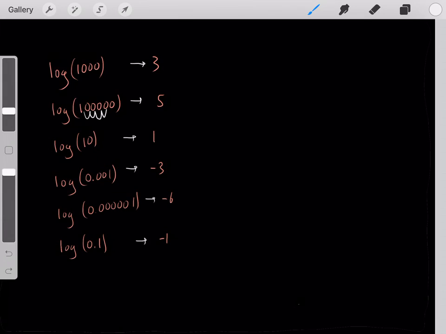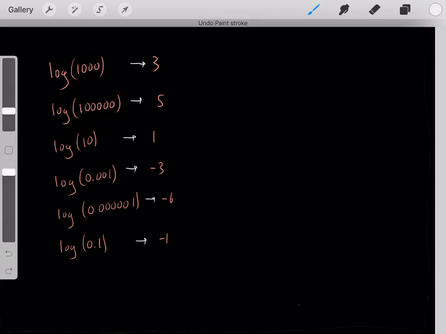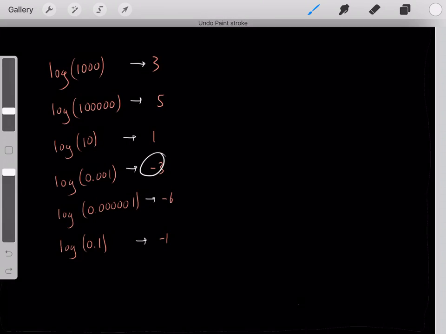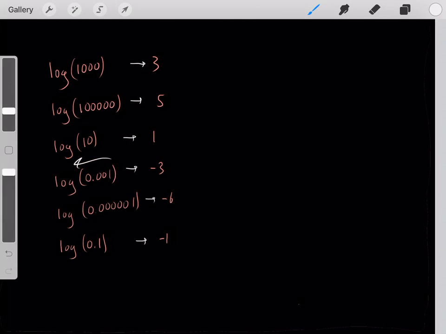So 1, 2, 3, 4, 5 directions in the positive direction. So this is +5. How about this guy? Again, I like to focus on the 1. First, just focus on the 1 and see: 1, 2, 3 to the left. So that's -3. 3 magnitudes in the minus direction.